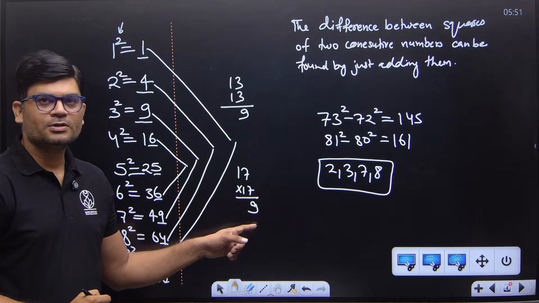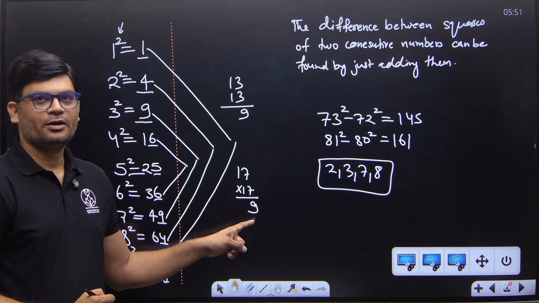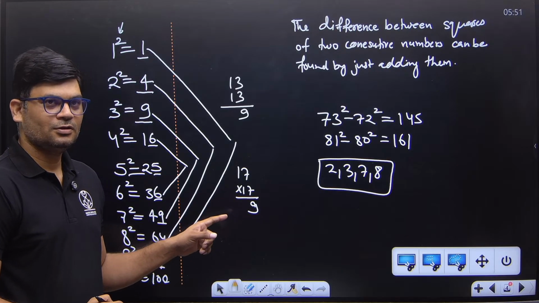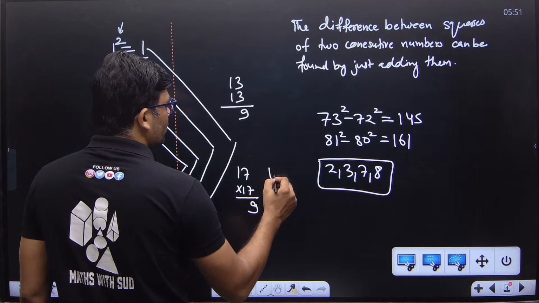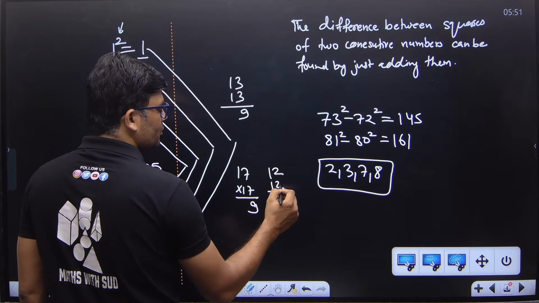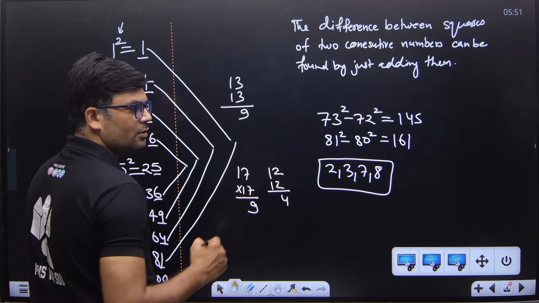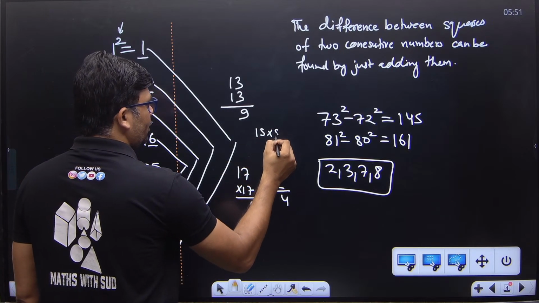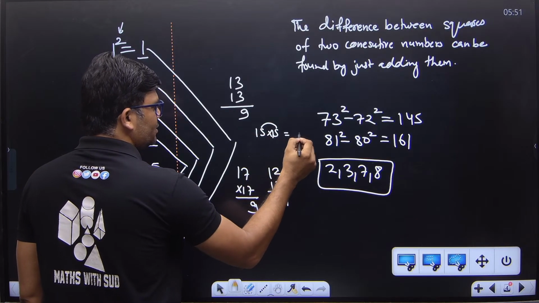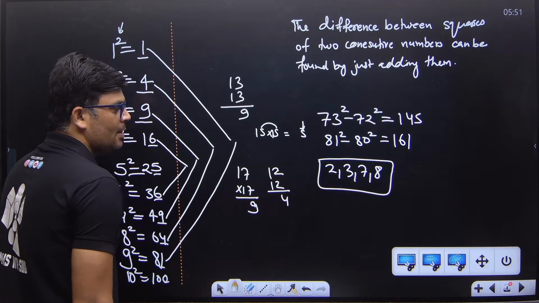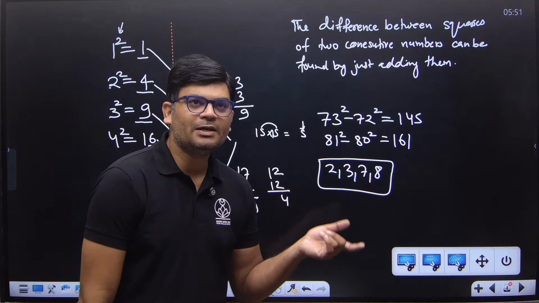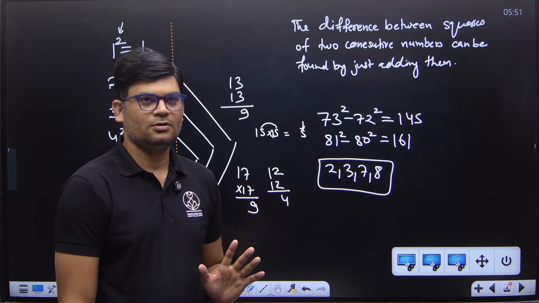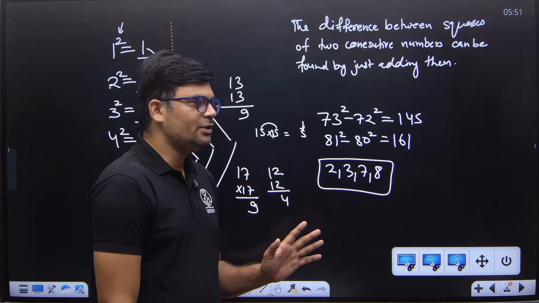7 into 7 is how much? 49. Yes. What about 12 times 12? So 2 into 2 will be 4. Let us say 15 into 15. So 5 into 5 means it will end with 5. So none of the numbers multiplied by itself will give you 2, 3, 7 or 8. So they can never end with 2, 3, 7 or 8.